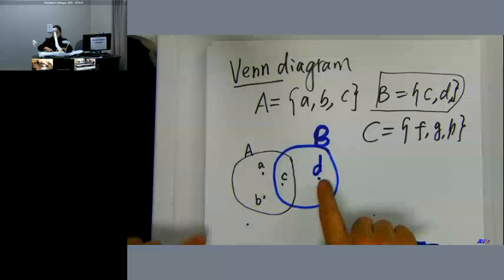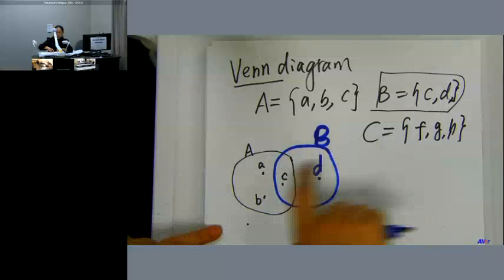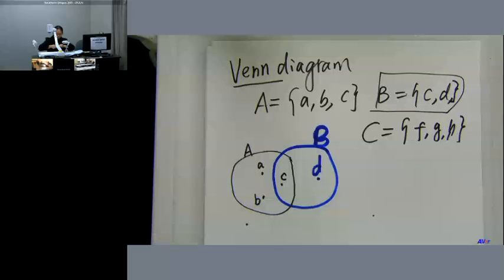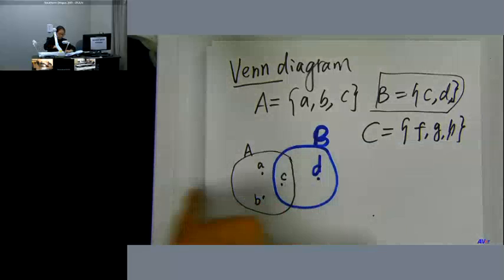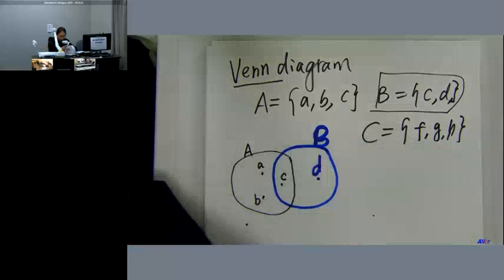Because D is not in A, make sure when you put a pointer for D, don't put it inside of A. It's in B, but not in A. So this is called a Venn diagram. And if there's another one, C, how do I draw C?